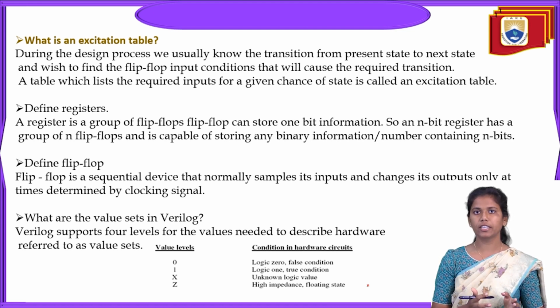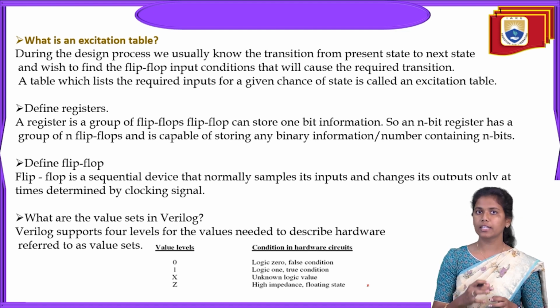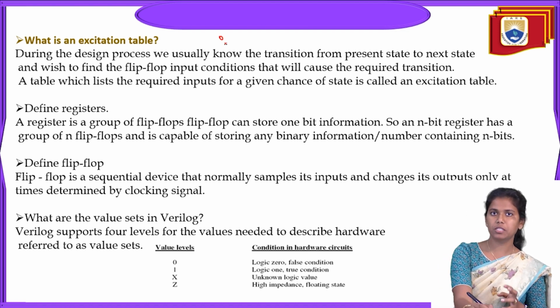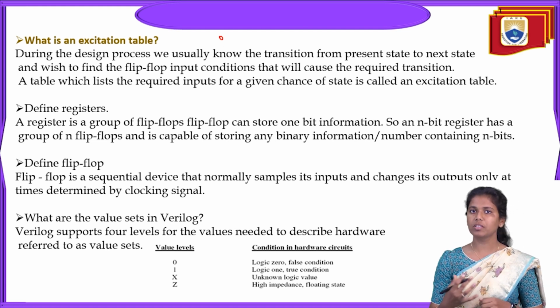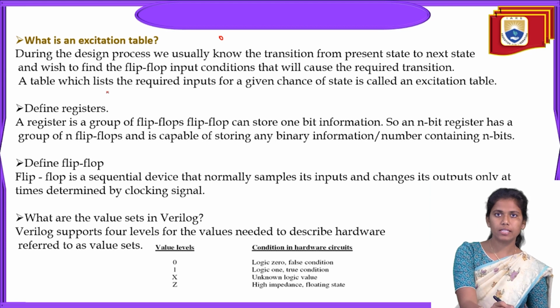We know the excitation table differs from the flow table, right? In the excitation table only the output is mentioned, whereas in the flow table, the output of the next state is also to be considered. So now we see the excitation table.